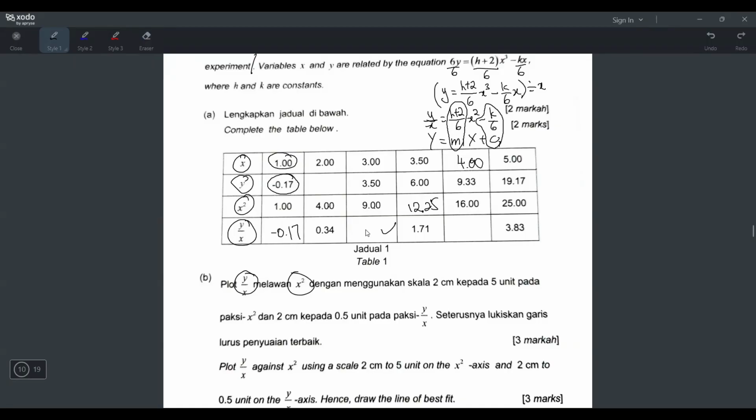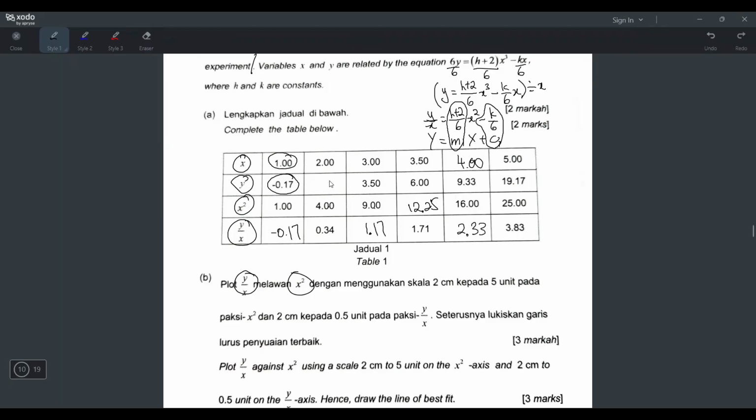Let's calculate this. How to get this? You take the y over x, which is 3.5 divide 3. So you just press 1.1666. Okay, just write two decimal places. So it will be 1.17. Okay, please write two decimal places when you do graph questions. Okay, this one, well, it will be y over x, so 9.33 divided by 4. So just press. Okay, my calculator gives me 2.3325. So if you write in two decimal places, it will be 2.33.